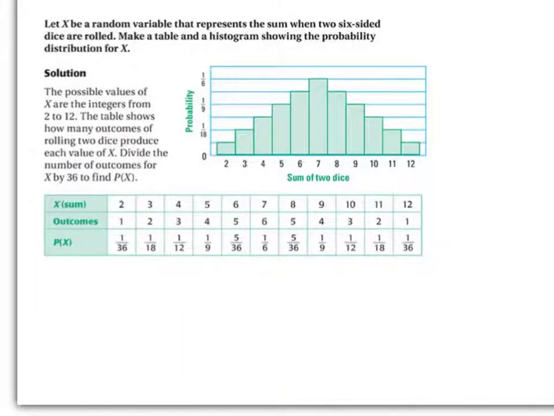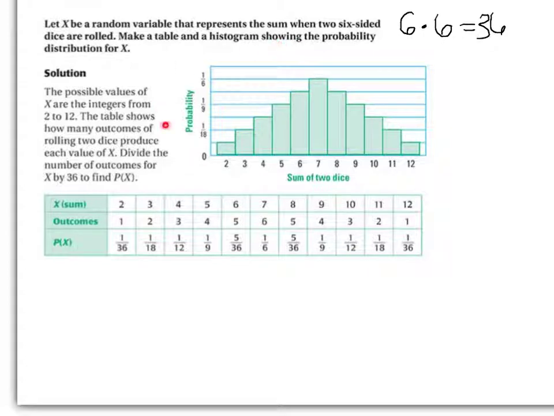So let's look at an example here. Let x be a random variable that represents the sum when two six-sided dice are rolled together. So two six-sided dice. Well, how many outcomes are there for the first? 6. For the second, 6. So total, 36 outcomes. Okay? That's just good to think about. Make a table and a histogram showing the probability distribution for x.